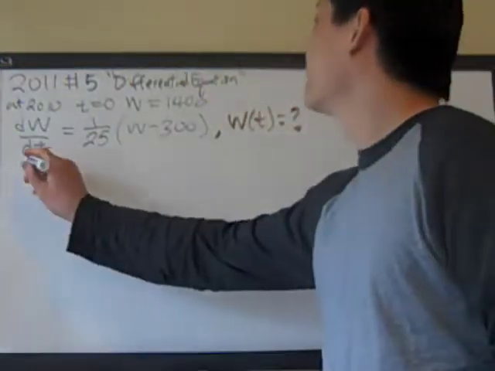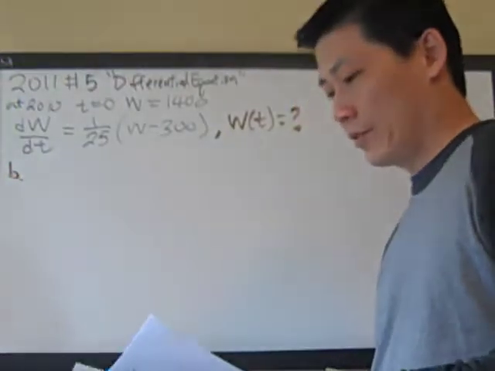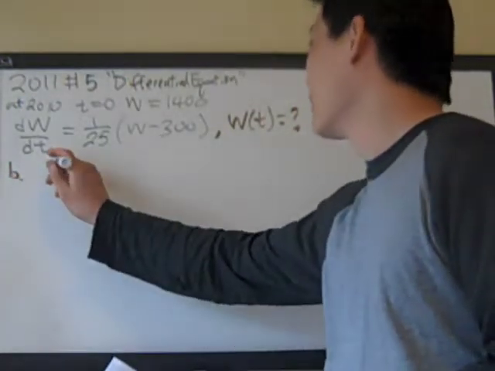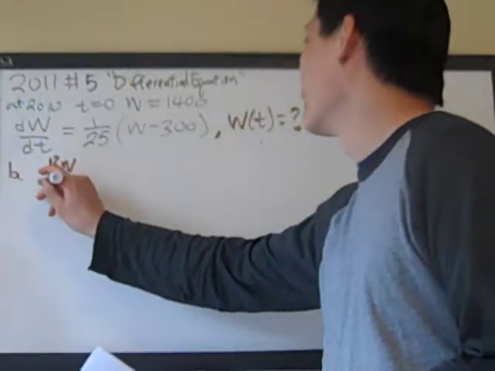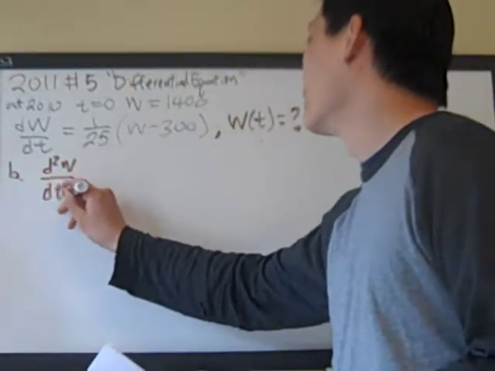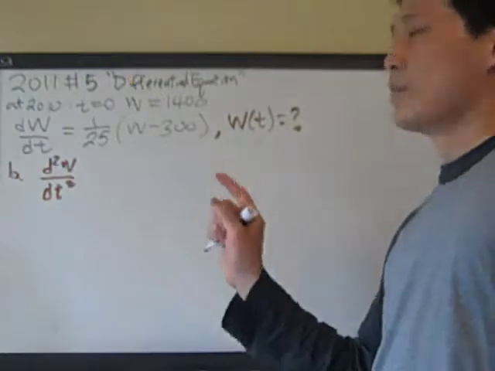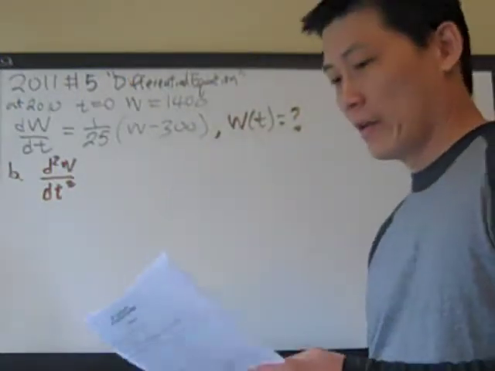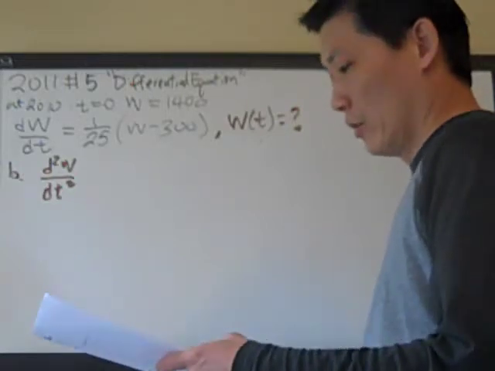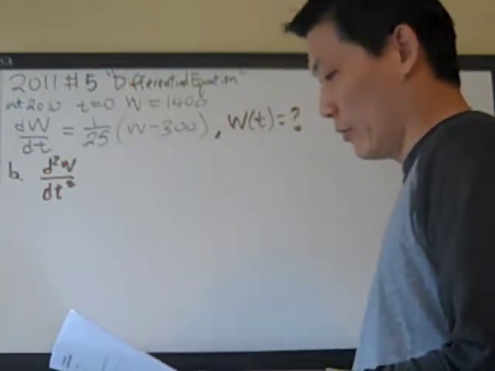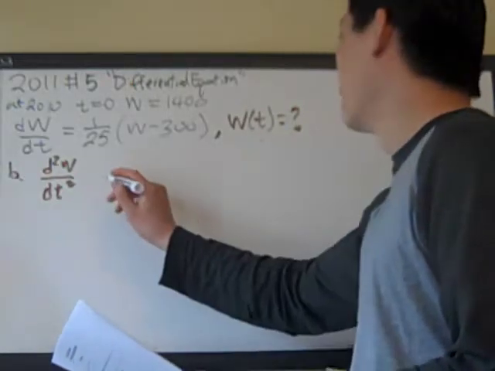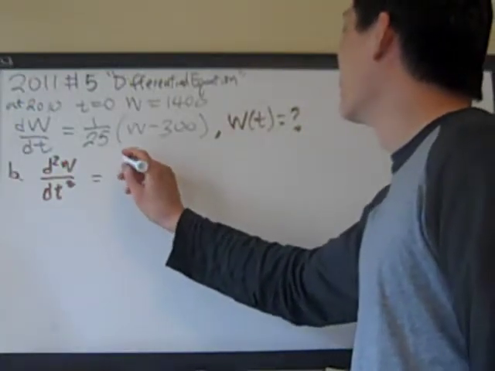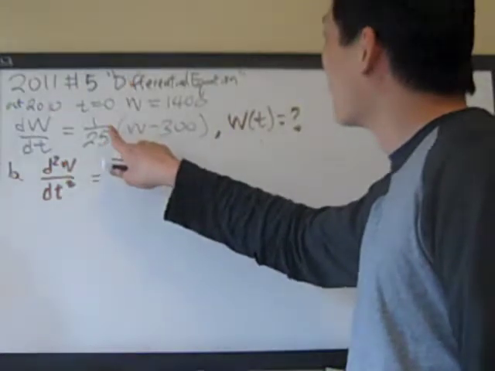Now part B says, find the second derivative, which is notated in this form, d squared W over dt squared. This does not mean simply squaring the derivative. This means taking the derivative again with respect to t. So we can say that this is equal to the derivative of the first derivative.